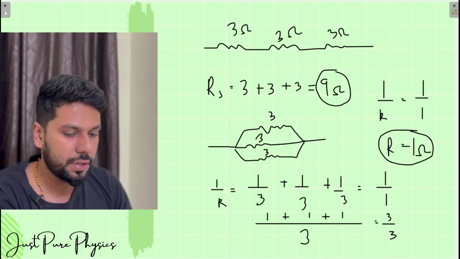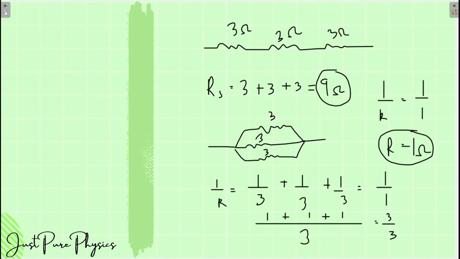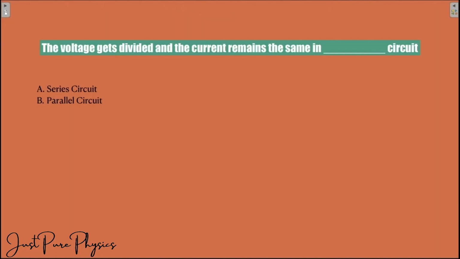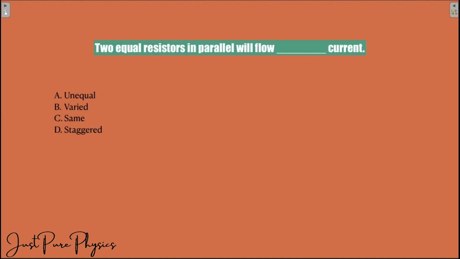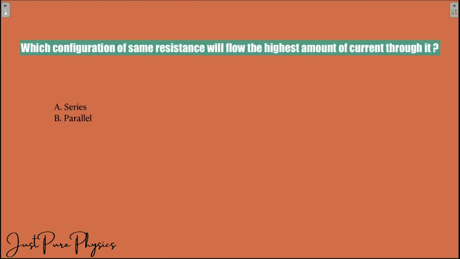Now, students, quickly let us look at some in-video questions. Please do answer them. The voltage gets divided and the current remains same in the dash circuit. Then we have 2 equal resistors in parallel will flow dash current. You can actually pause the video and see the answer. Then you have which configuration of same resistance will flow the highest amount of current through it. You have A series, B parallel. Now, with this students, I hope you are able to answer it.